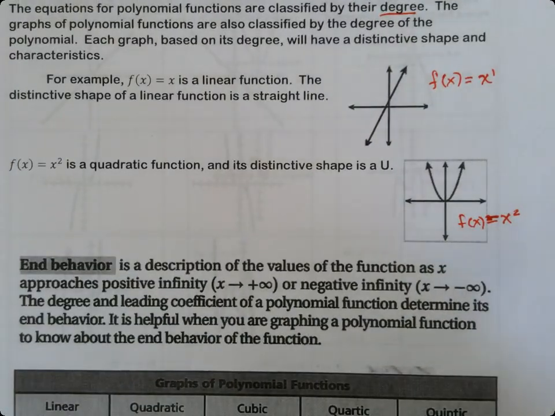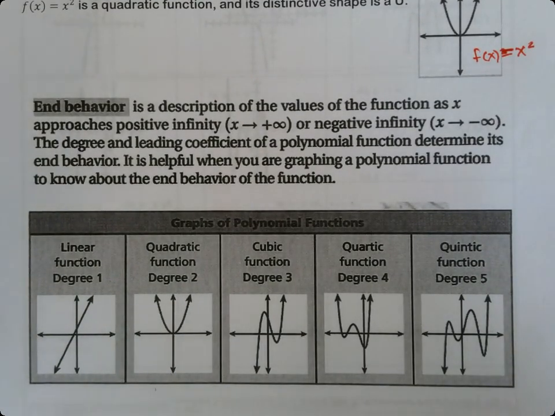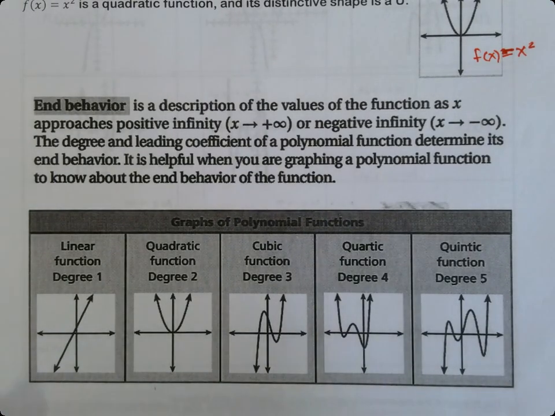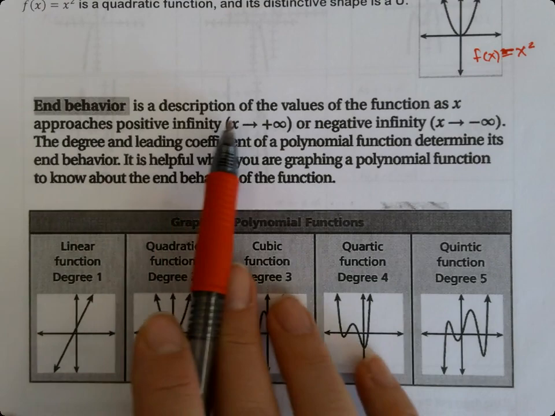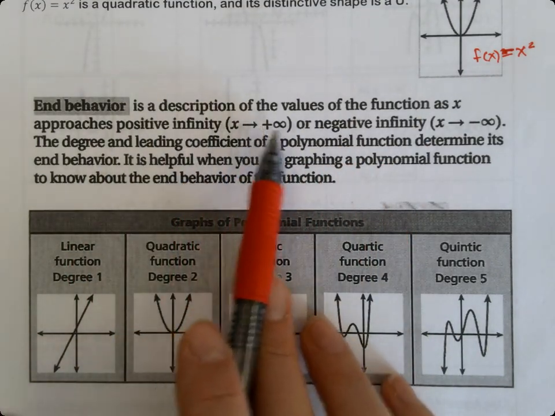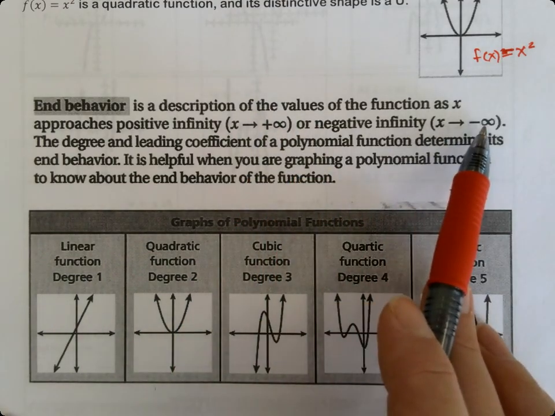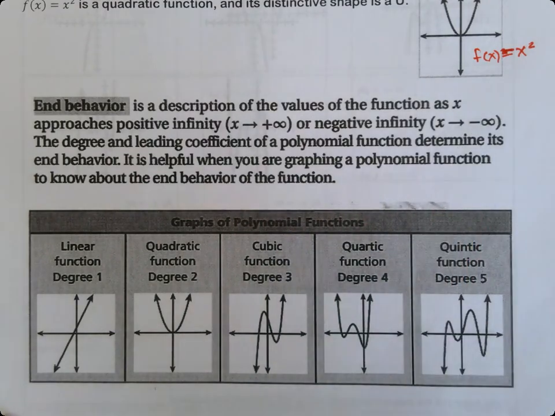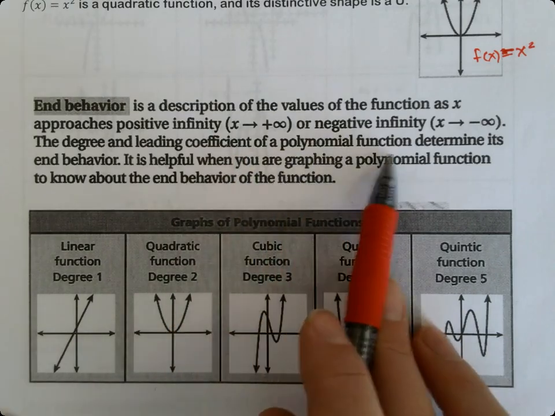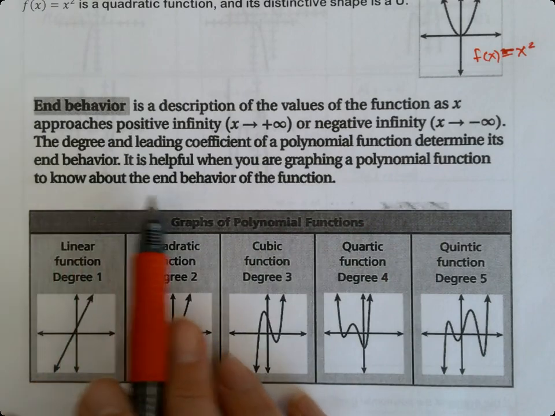Now, we're going to introduce more, but we've already seen these parent functions. Now, we're going to talk a little bit further about end behaviors, as in where does this graph keep going, much like when we talked about domain and range. So the end behavior is a description of the values of the function as x approaches infinity, positive infinity. We normally just put the infinity symbol. It's understood it's positive. We're also going to talk about negative infinity, and that negative sign needs to be there, just like domain and range, interval notation idea. The degree and the leading coefficient of a polynomial determine its end behavior. It's helpful when you're graphing a polynomial function to know about the end behavior.